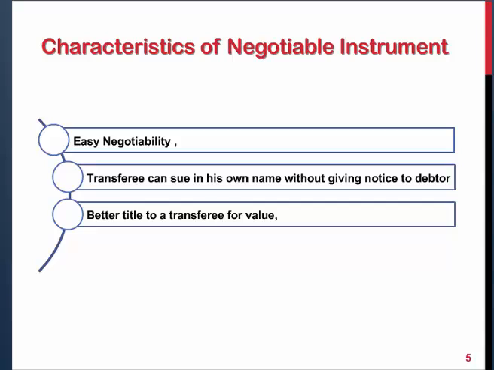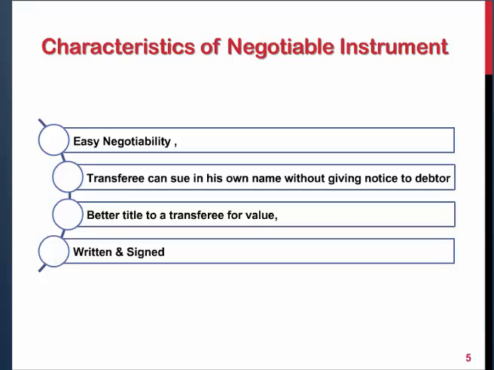Third, better title to a transferee for value. A bona fide transferee of a negotiable instrument for value, that is, a holder in due course, gets the instrument free from all defects. Fourth, written and signed. It is a written and signed document.